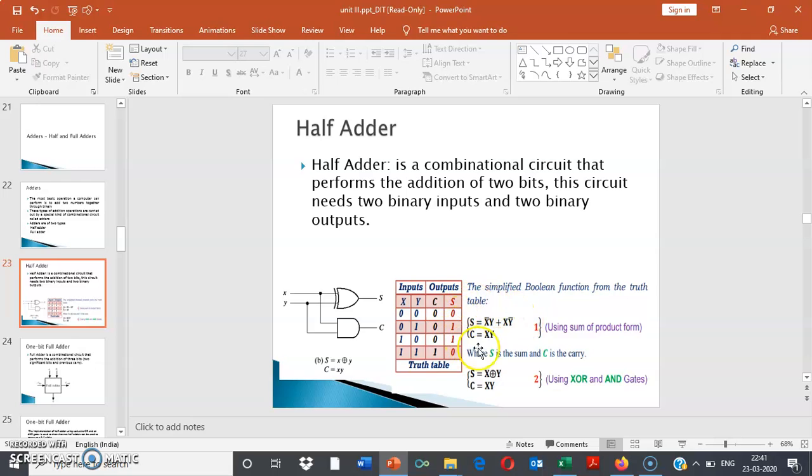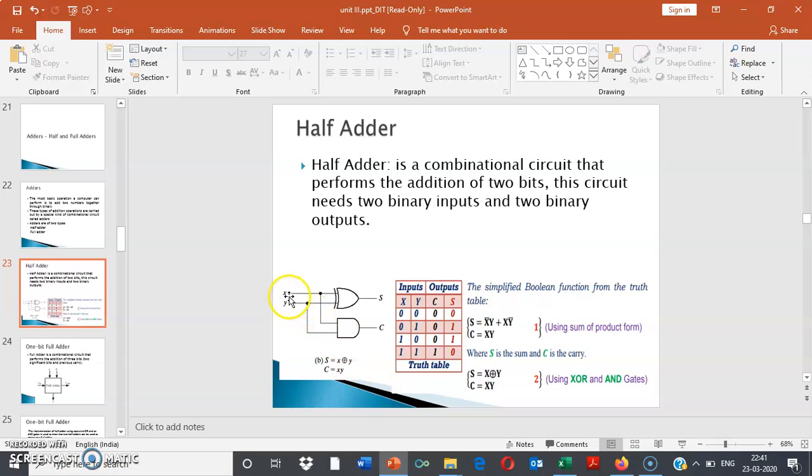Now if you see these equations, each equation will represent a gate. Like S equal to x bar y plus x y bar will represent the XOR gate, while C equal to x y will represent the AND gate. Now from these equations, we will have a circuit diagram. Since you have only two gates, we have represented two gates, XOR gate and AND gate.